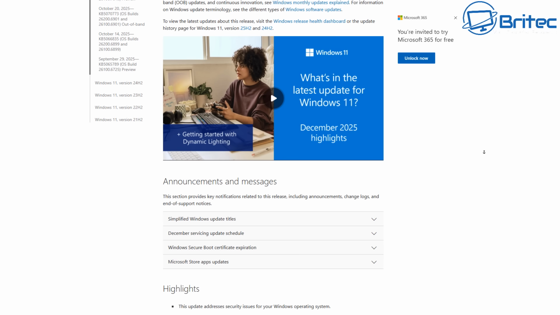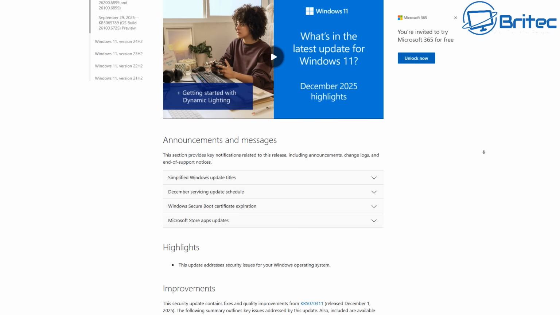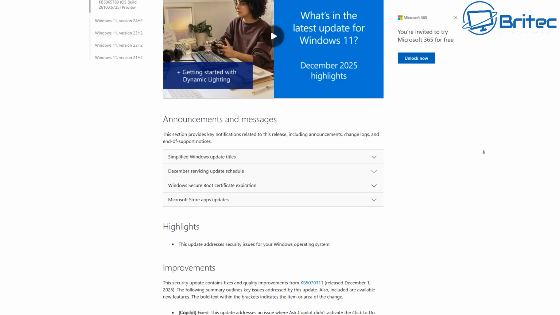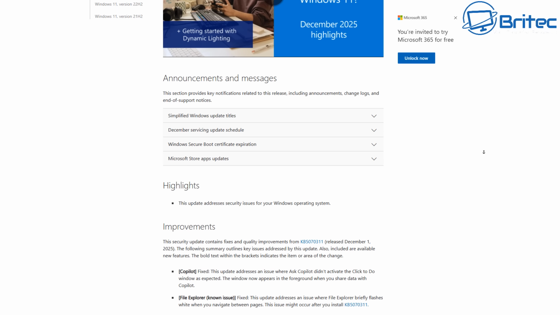Otherwise, they're going to end up with a major problem on October 16th, 2026, when probably 40-odd% of people are still going to be on Windows 10. And that's going to be a major security risk for everyone.